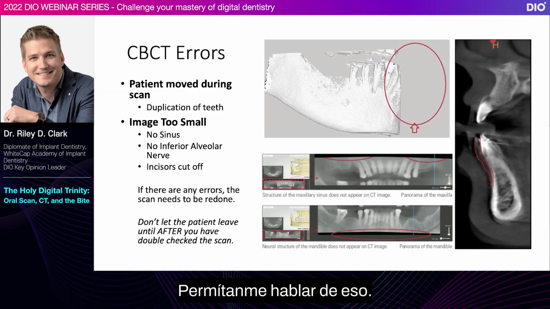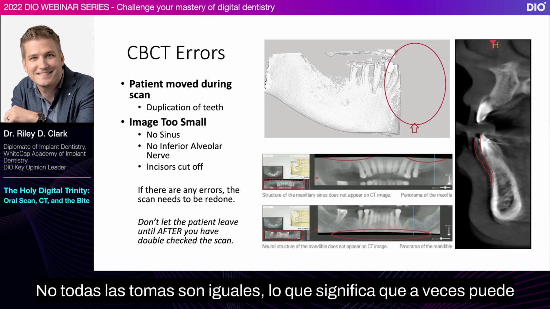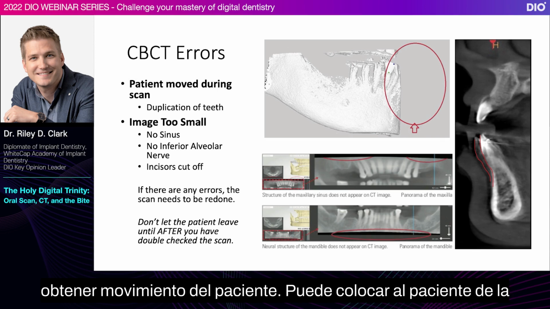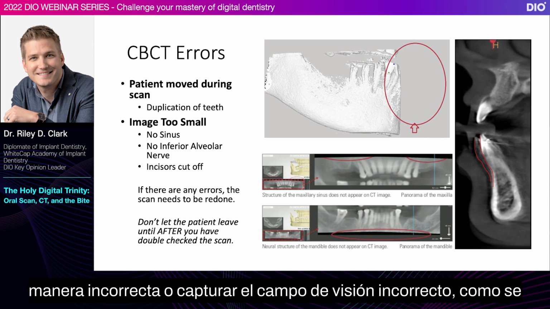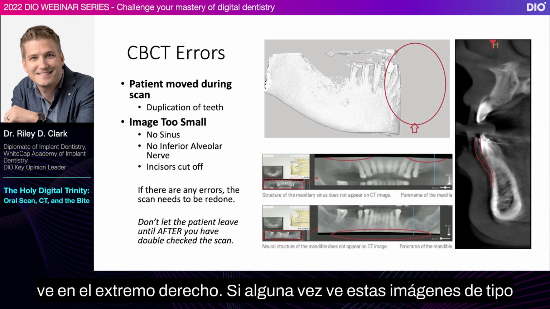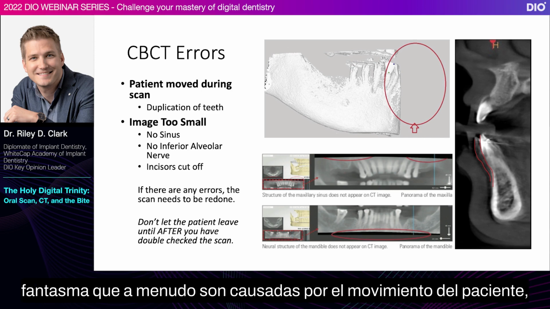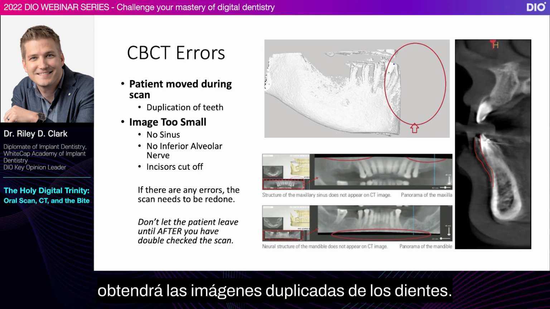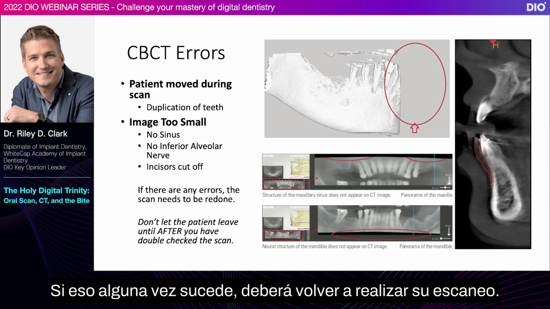Let me talk about that. Not all scans are created equal, meaning sometimes you might get patient movement, you might position the patient in the wrong way or capture the wrong field of view. As you see on the far right, if you ever see these ghost type images, that is often caused by patient movement. You'll get the duplicated images of the teeth. If that ever happens, you'll need to retake your scan.